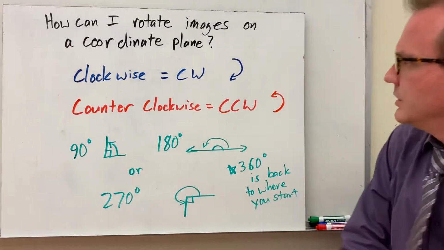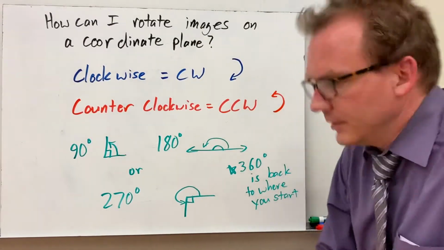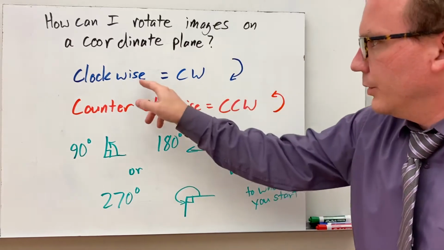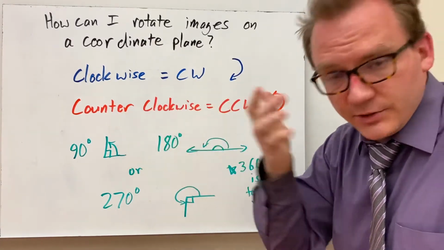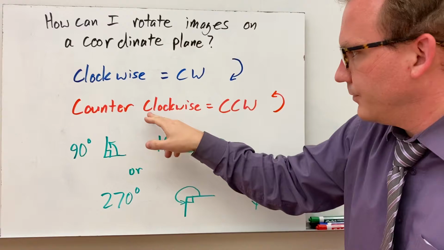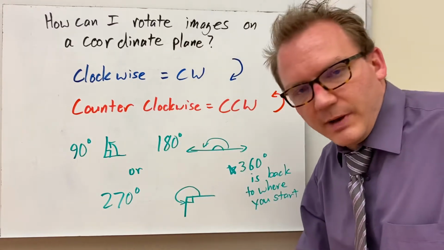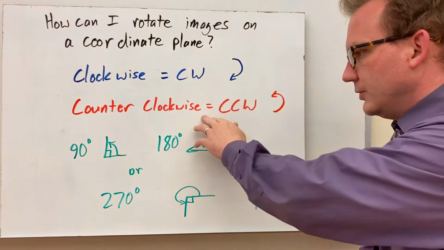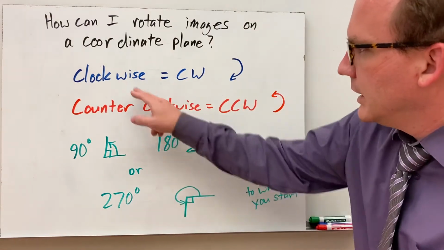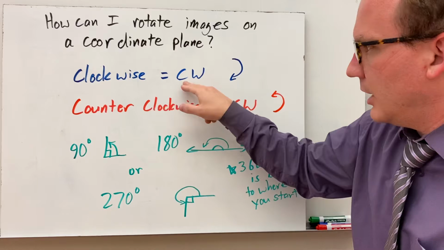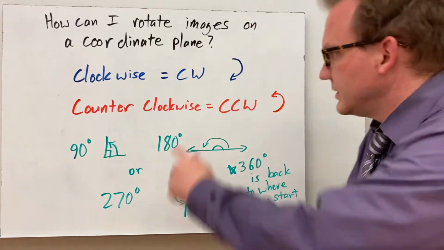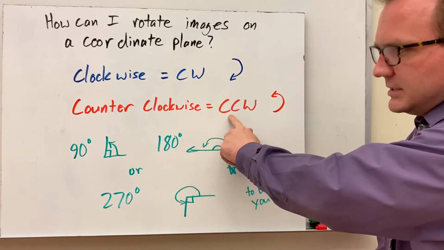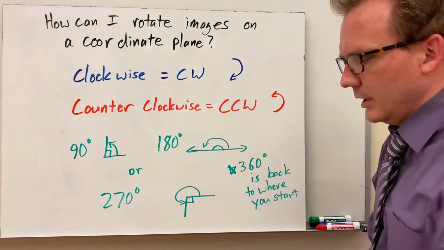We're going to rotate images on a coordinate plane. So when we're doing rotations, we think of clockwise or counterclockwise. Counterclockwise is generally considered the positive values, and that's where I'm going to kind of go like this, and those will be positive value rotations. Clockwise would be more so negative values, and we abbreviate them CW and CCW, clockwise and counterclockwise.